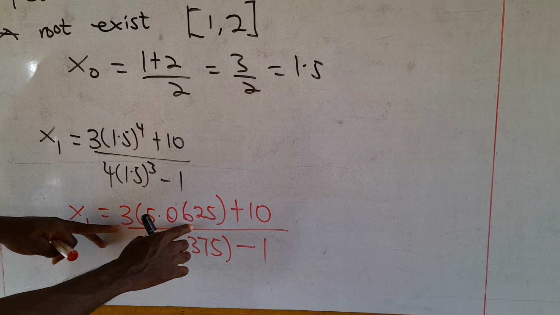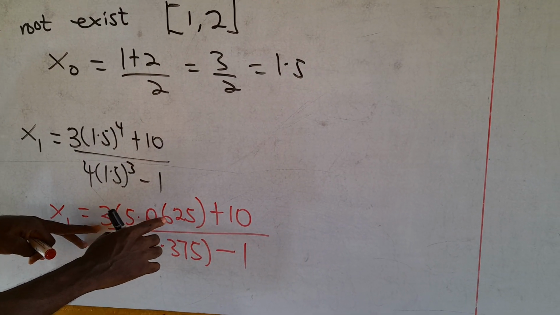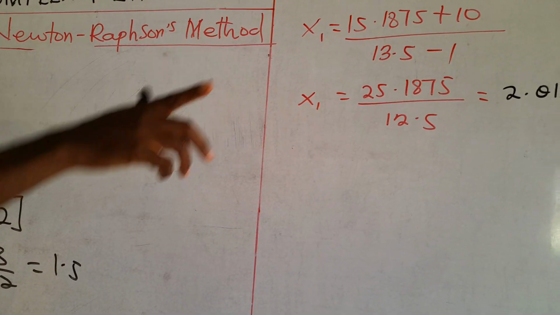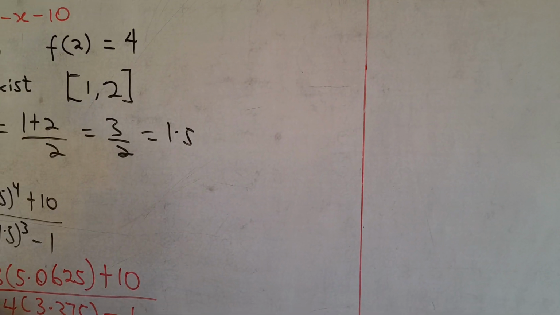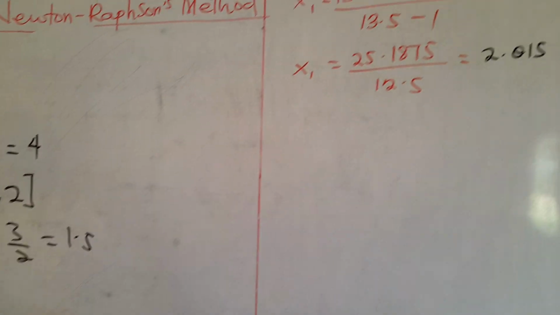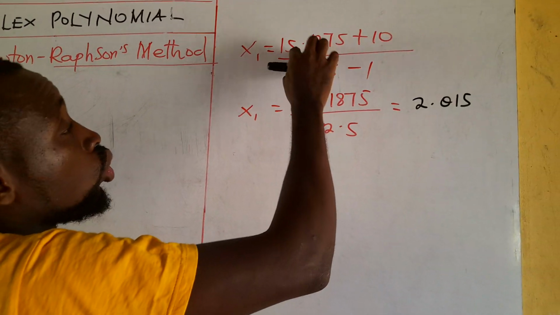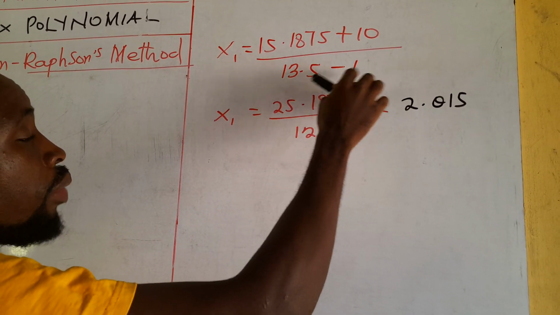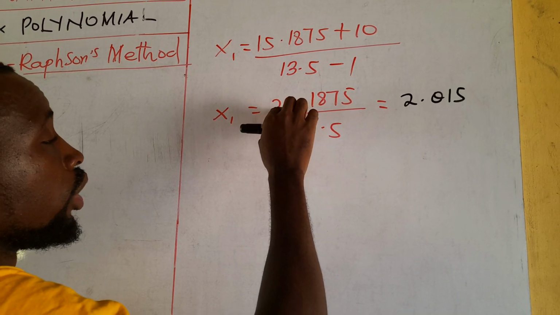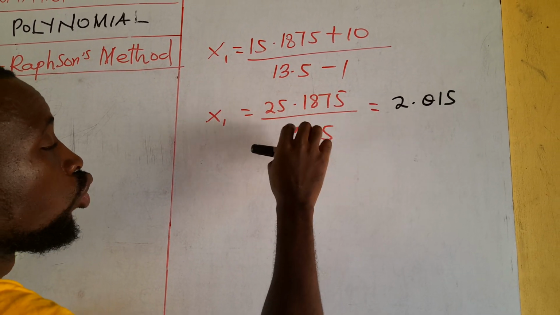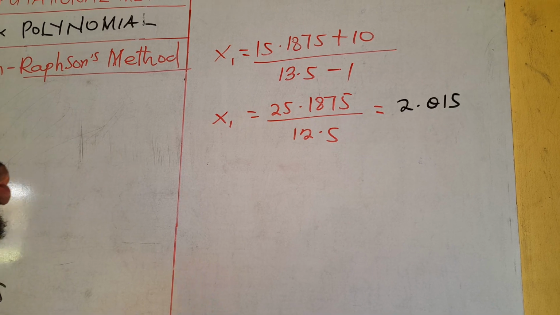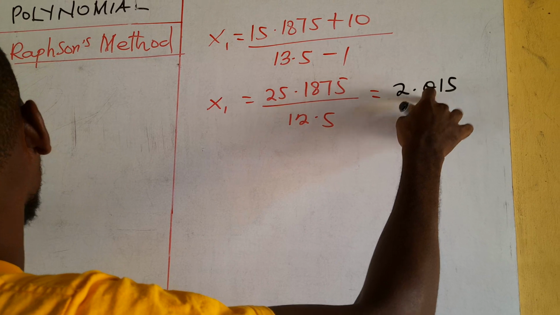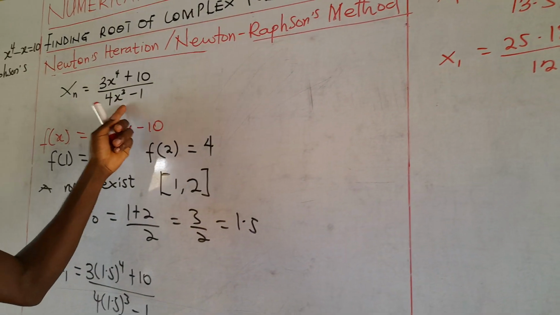When 3 multiplies 5.0625, we'll get 15.1875, then plus 10. Then when 4 multiplies 3.375, we'll get 13.5, then minus 1. When we add 10 to 15.1875, we'll get 25.1875. Then 13.5 minus 1 will be 12.5. When we divide 25.1875 by 12.5, we'll get 2.015. So that becomes our x1. How do we get x2? We substitute x1 into our algorithm to get x2.